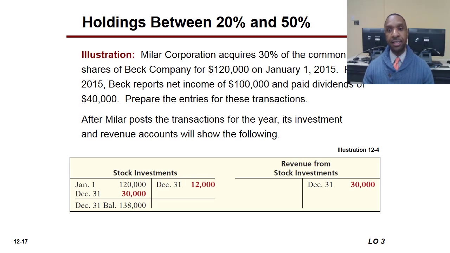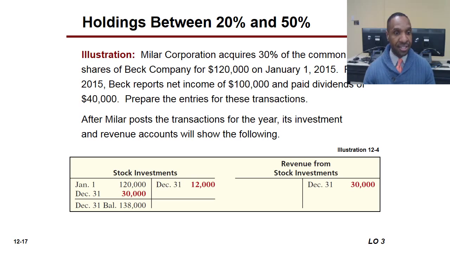So let's take a look at this one. So Millard Corporation acquires 30% of the common shares of Bet Company for $120,000 on January 1st, 2015. For 2015, Bet reports net income, again, of $100,000, paid dividends of $40,000. Prepare the entries for these transactions. Now, after Millard posts the transactions for the year, its investment and revenue accounts will show the following. So let's look at that.